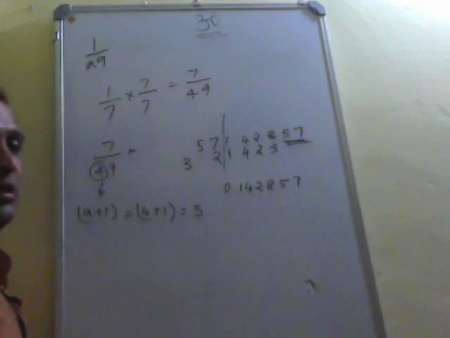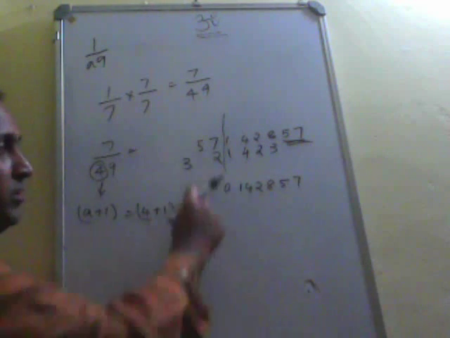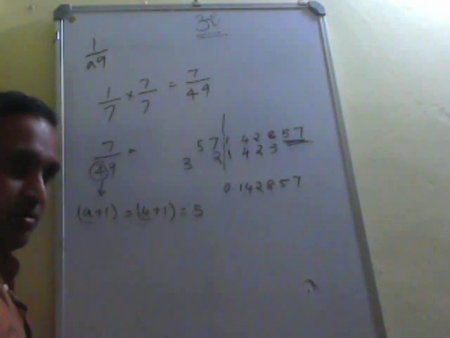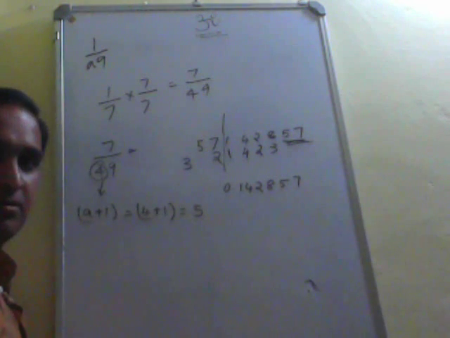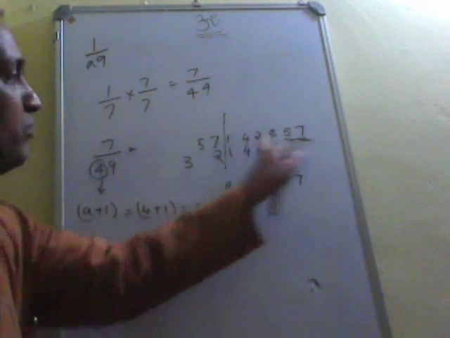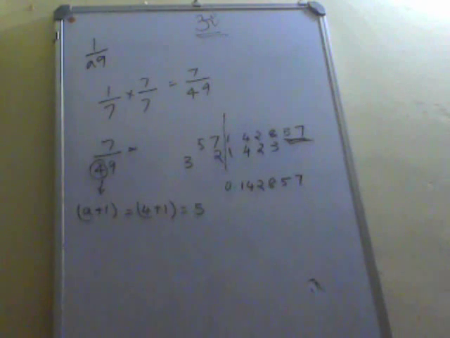You do 1 by 7 and see the value. You will get something like this. Can you see it in the calculator? Yes, we're getting 0.14285714. Again this 1 4 will repeat. You are getting it? Okay. So this is how you can find it.